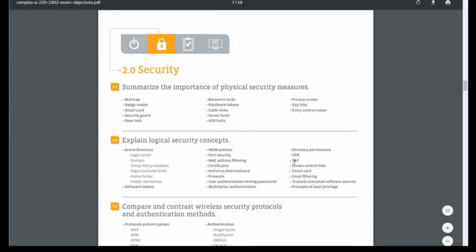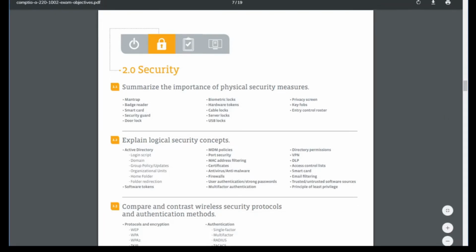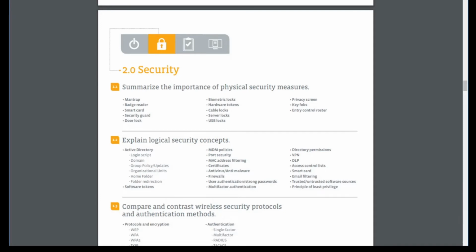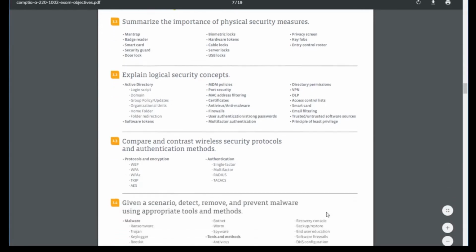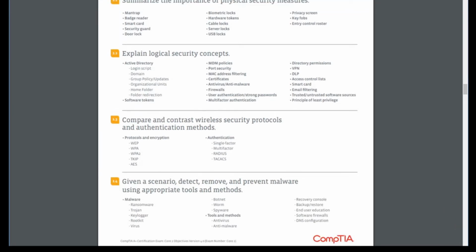Moving on to the security section, you're going to want to understand what a man trap is, what biometric and hardware tokens are, understand Active Directory and group policies, what MDM and MAC filtering are, and data loss prevention. You're also going to want to understand the basic Wi-Fi standards and encryptions, as well as the difference between TACACS and RADIUS.